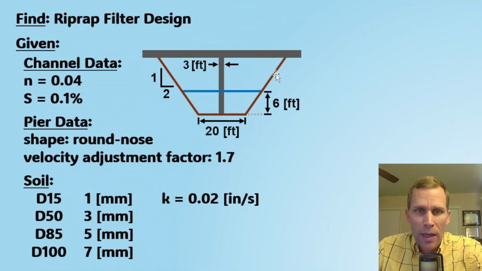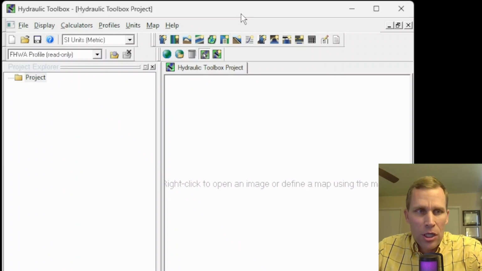Okay, so we also have a diagram here of our cross section and our bridge. Needless to say, this is not to scale, but just keep in mind, we are going to be needing all of the dimensions that you're seeing right here. All right, so I'm going to minimize that for now. Let's get started with our channel design.